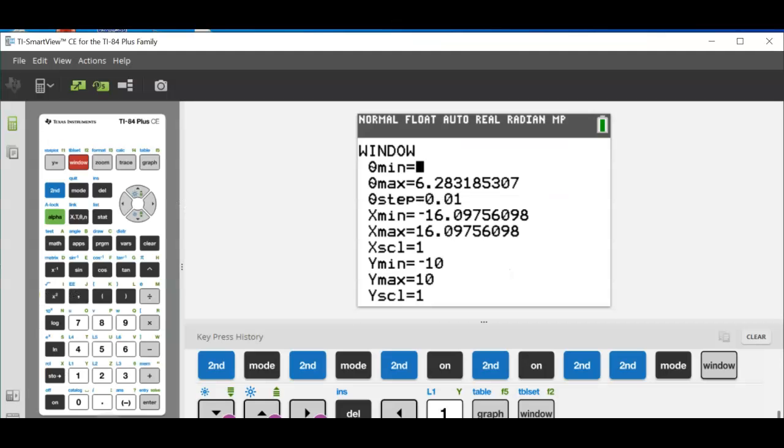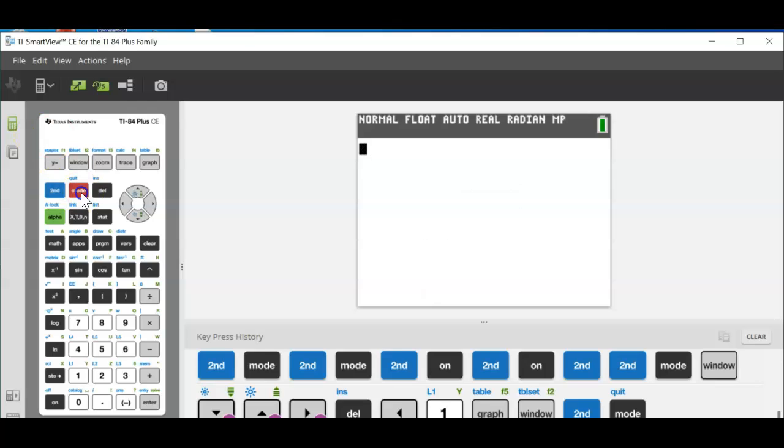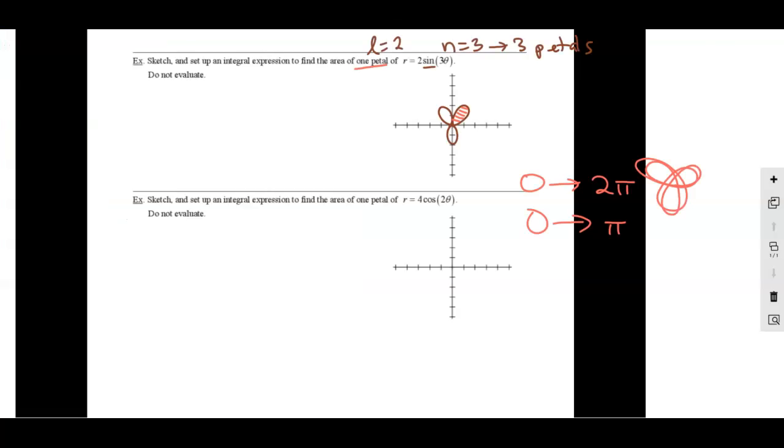You could go to your calculator. I always like this. You could go to your calculator and you could just change the theta max, and you can just make sure that you're only going to be graphing the part that you want. 0 to pi would actually complete the whole figure. It would be like this. 0 to pi would give the whole thing, but you don't need the whole thing. You just want this.